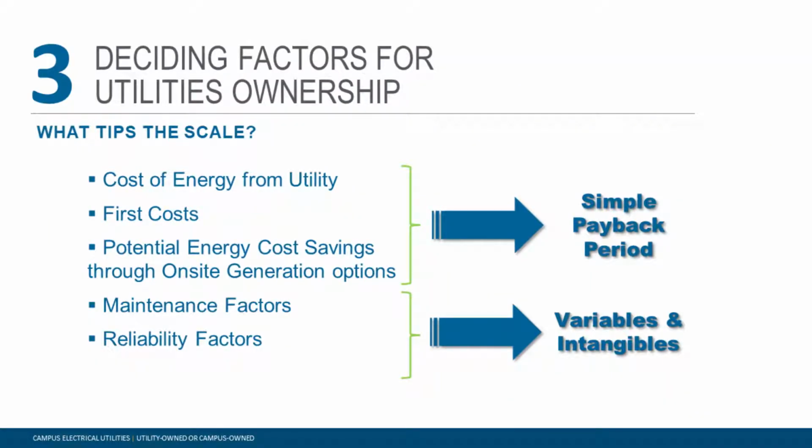So why would you decide to do a system? What tips the scale? So we have really a couple of things to look at. We have simple payback to look at, and then we also have some variables and intangibles. Your simple payback, you have to compare the cost of energy from the utilities that you currently buy from against the first costs of putting in the system, so the capital investment. And then you have to look at potential energy cost savings that you may get through your on-site generation options. So this would be not just electricity generation, but also recovery of heat. And then we're also looking at the savings that you get by billing through a single metering point.